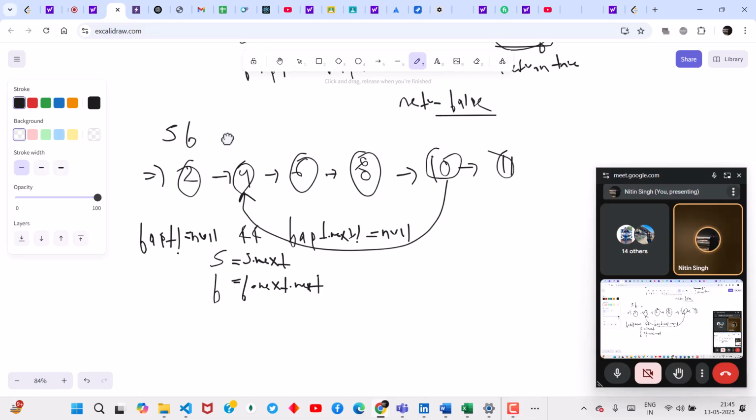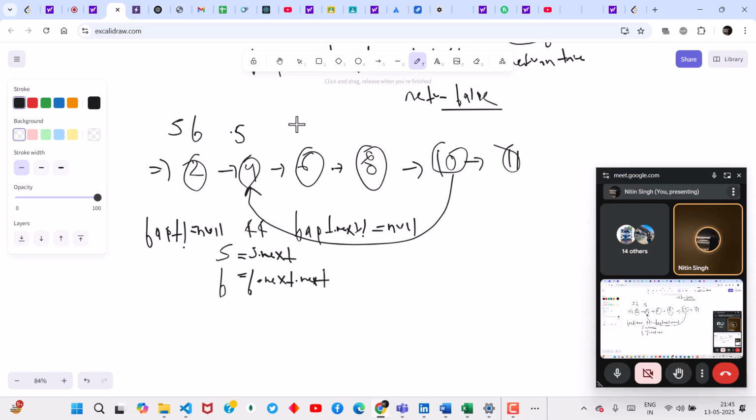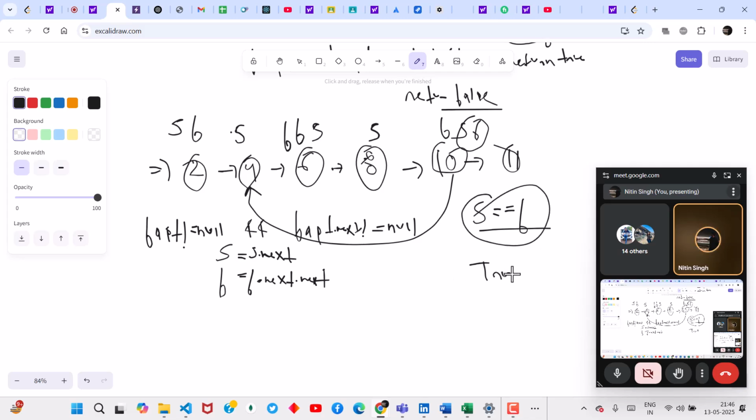In the first iteration, my slow will be here, my fast will be here. In the next iteration, my slow will be here, my fast will be here. In the next iteration, my slow will be here, my fast will be here. In the next iteration, my slow will be here, my fast will be here. Now see, slow and fast are referring to the same node, the 10. That means I got a situation where my slow and fast are referring to the same node, so there is a cycle in my linked list. I will return true.